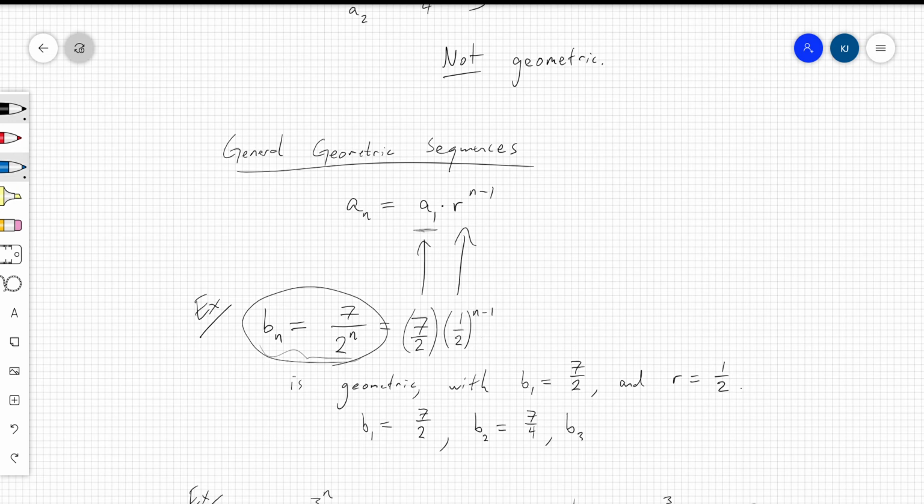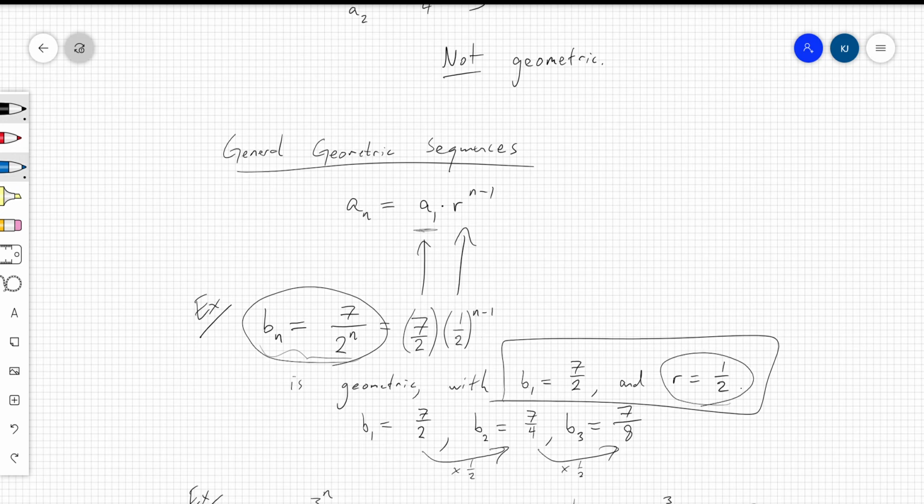If I want b3, I would be plugging in n equals 3. So that would be 7 over 2 cubed, which is 7/8. And notice that to get from here to here, or from here to here, I just have to multiply by 1/2. So at each stage, I'm multiplying by 1/2 to get to the next step. And that means that this is geometric with the first term equal to 7/2 and the common ratio equal to 1/2. This common ratio is what you multiply by to get to the next step.